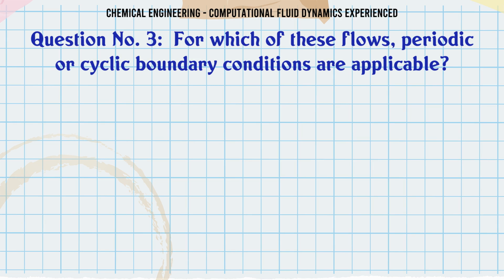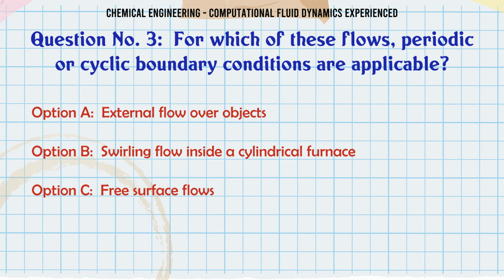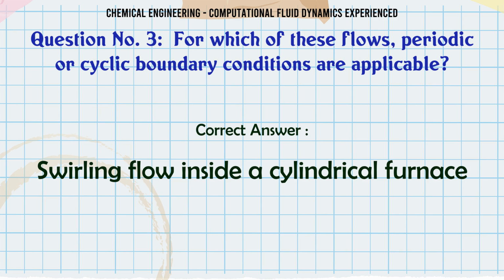For which of these flows periodic or cyclic boundary conditions are applicable? A. External flow over objects. B. Swirling flow inside a cylindrical furnace. C. Free surface flows. D. Buoyancy-driven flows. The correct answer is swirling flow inside a cylindrical furnace.